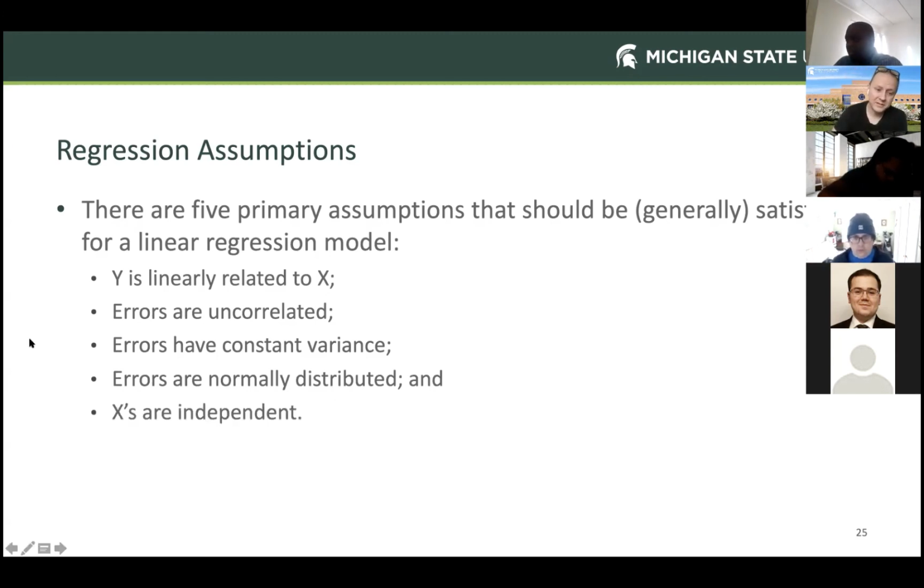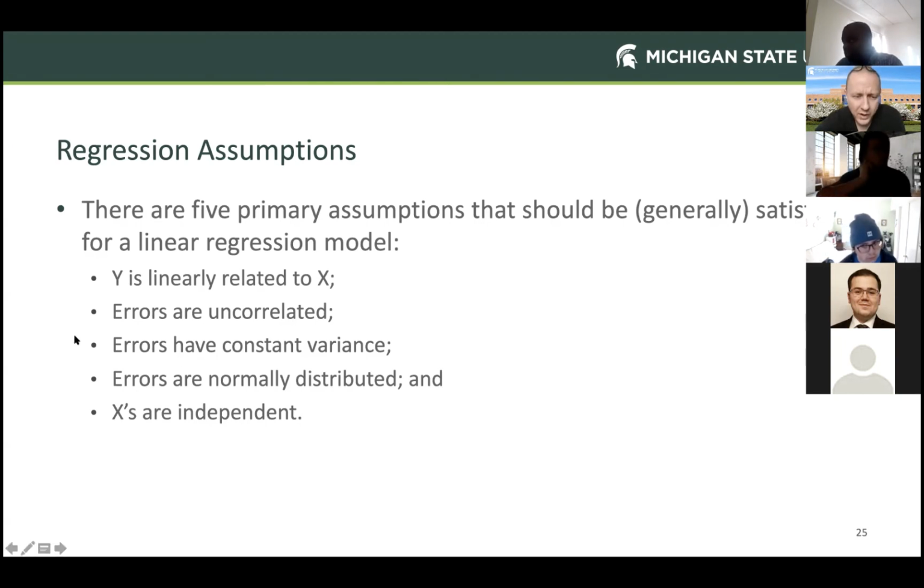And then the last assumption is that those x's are going to be independent of one another. There are various ways we could assess that, and that would include, we talked about the variance inflation factors, so regressing the x's against one another just to assess whether or not there's correlation there, okay?